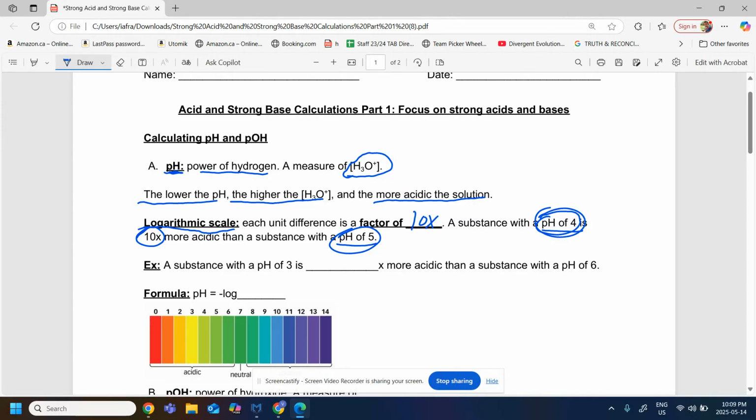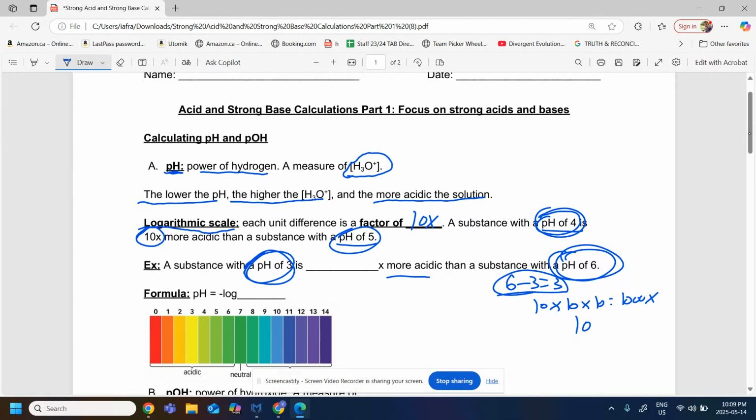So let's say you had a pH of 3 and a pH of 6. Well, the pH of 3 is going to be more acidic than the pH of 6. How many times more? Well, if you look at the difference, it's 6 minus 3, 3. It's not 3 times though. Each of those 3's is 10 times. So 10 times 10 times 10, which is actually 1,000 times more acidic. There's 1,000 times more H3O+ ions in the pH of 3 compared to the pH of 6. You could also think of it as 10 to the power of the difference between them, 10 to the power of 3 times. So this is 1,000 times more acidic.